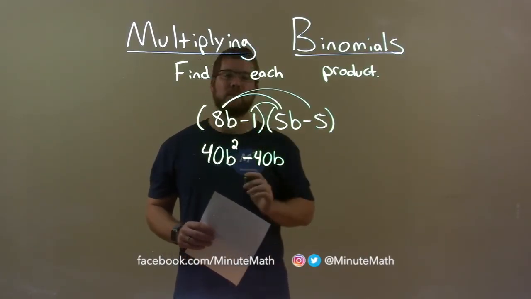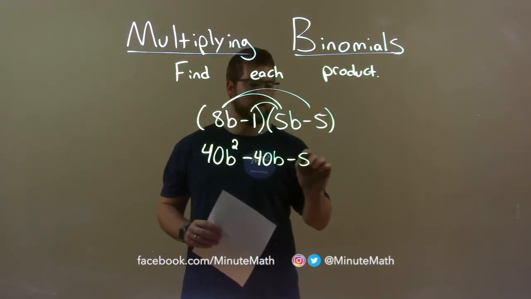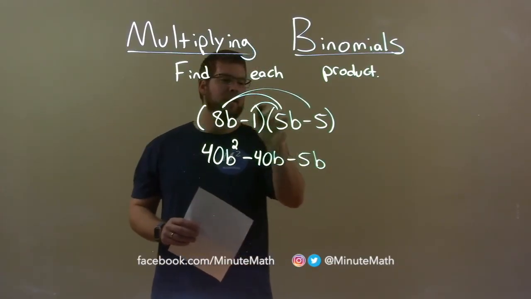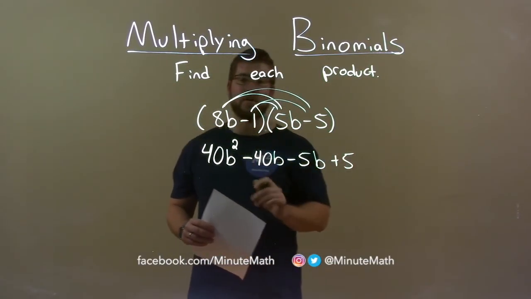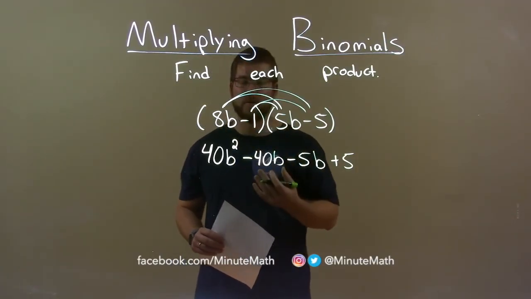Minus 1 times a 5b is a minus 5b. And minus 1 times a minus 5 is a positive 5. Remember, negative times the negative is a positive.